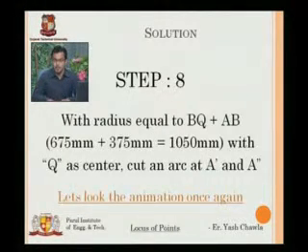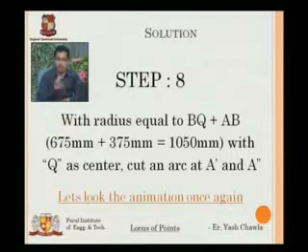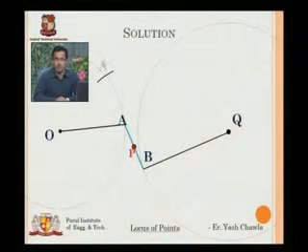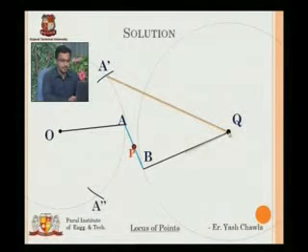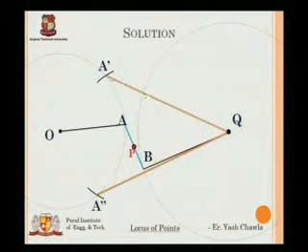Now with this particular radius and center as Q, I will mark an arc on the circle of OA at A dash and A double dash. From Q, I have taken the radius as BQ plus AB, that is the connecting rod, and marked an arc at A dash. Again BQ plus AB and marked an arc at A double dash.